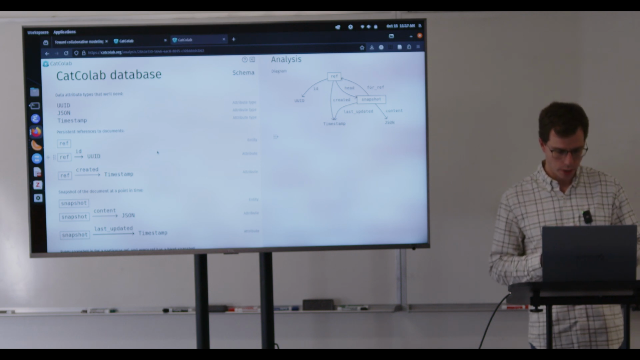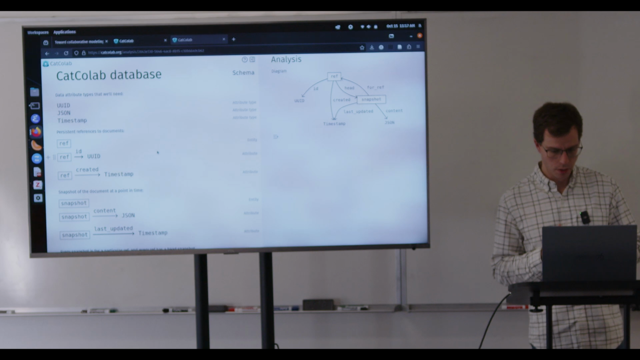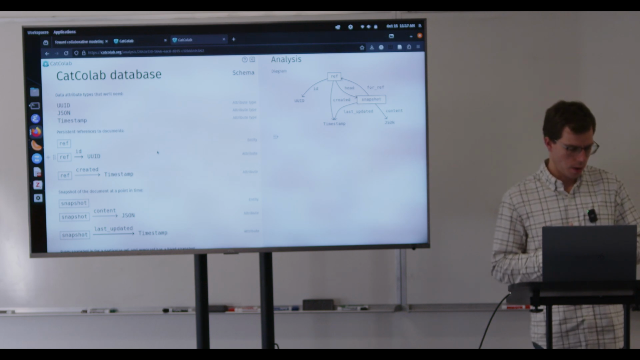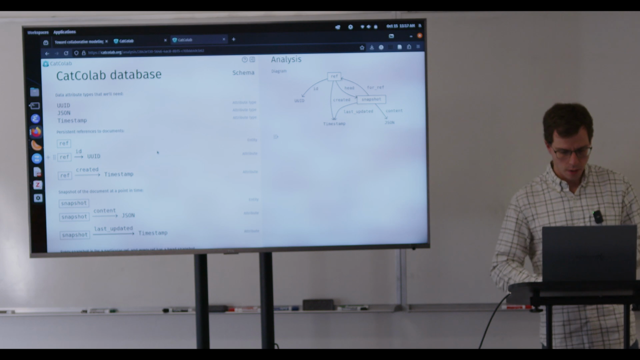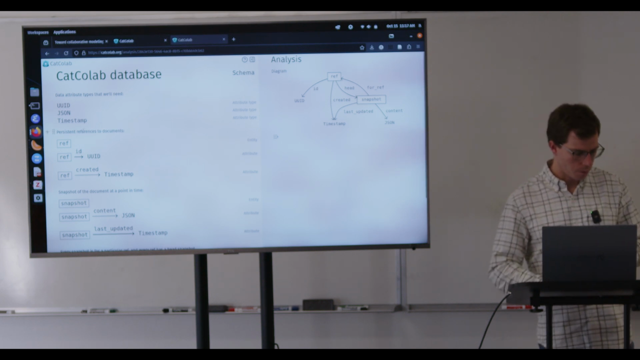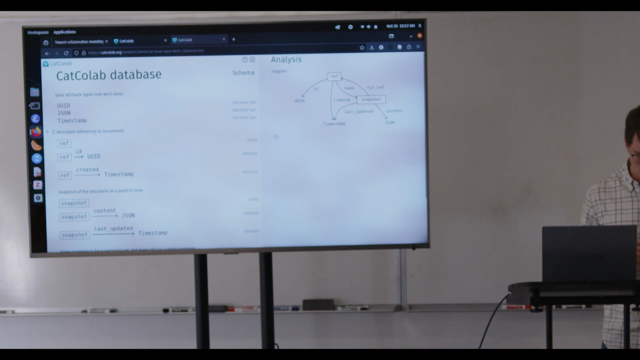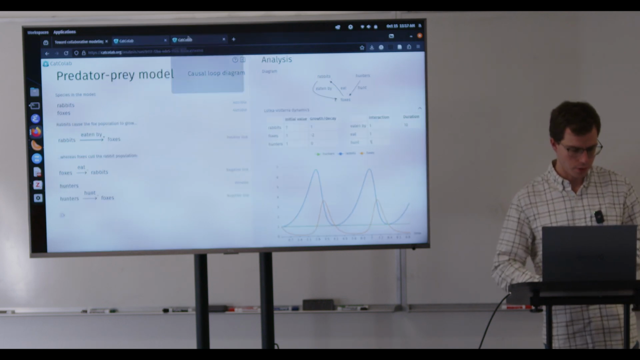We use a Postgres database, and this is what the schema would look like when framed in our own terms. We currently have a very simple backend, which is nice. Basically, we have two kinds of things. We have a table of refs, which are persistent references to documents. So these things are documents.